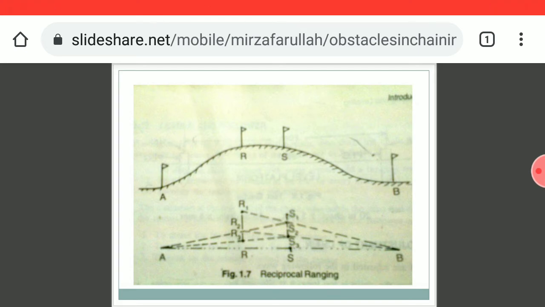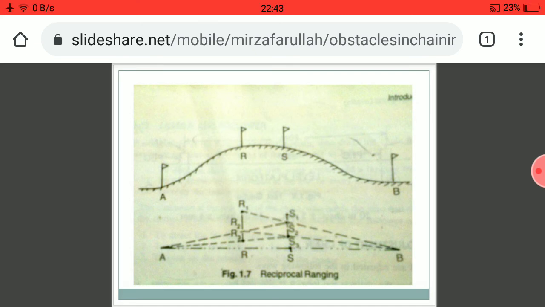The procedure you have to repeat until you reach the risen ground and establish the points R and S on the risen ground, so that from point R, S and B shall be visible, and from point S, R and A shall be visible. Correct? So once you establish the intermediate points, you can easily measure the distance by ranging. You have to hold the ranging rod at A, R, S and B, and you can range it easily, and you can also measure the distance between point A and B.